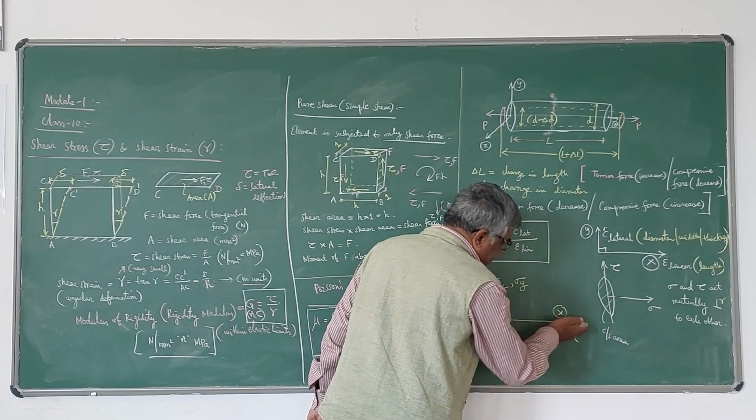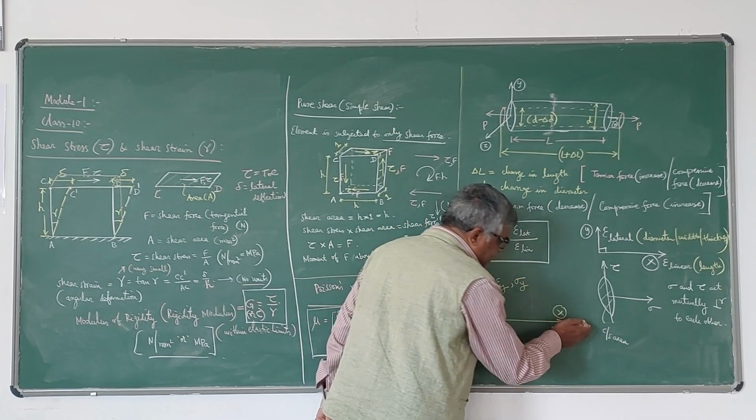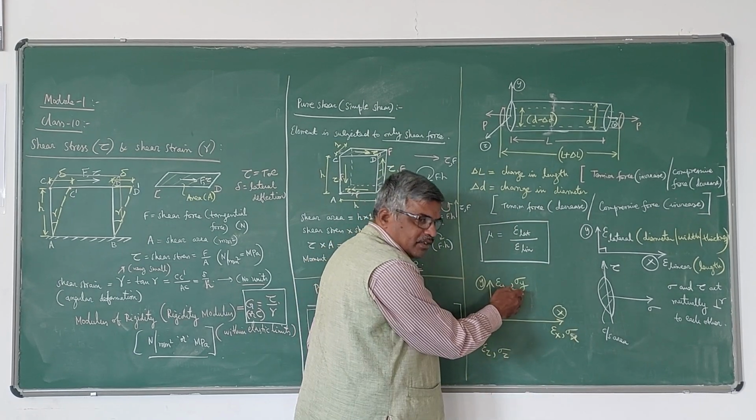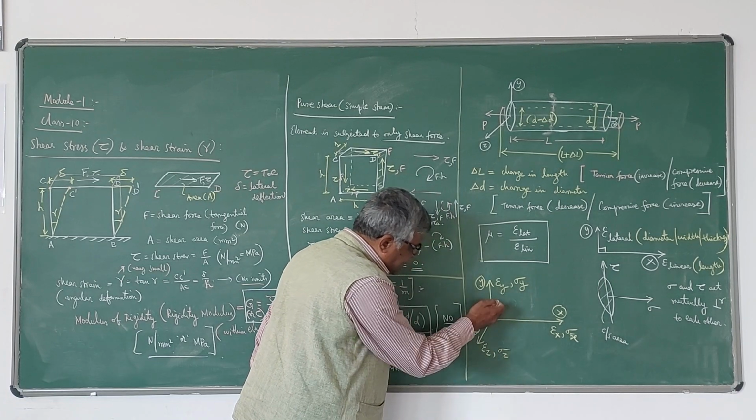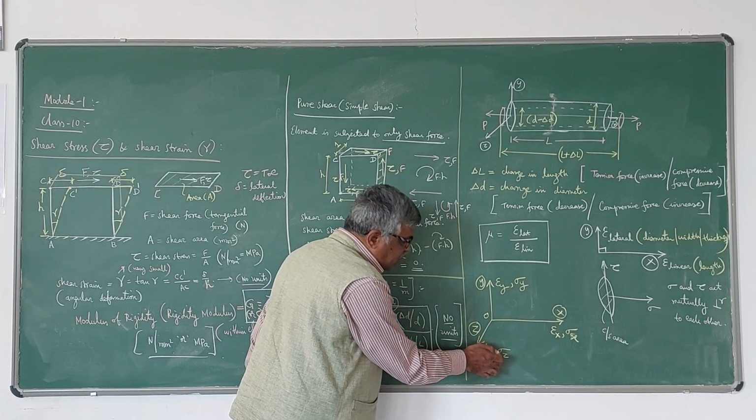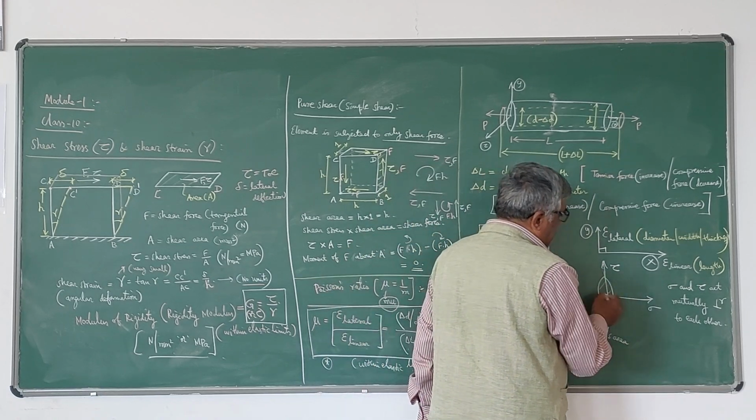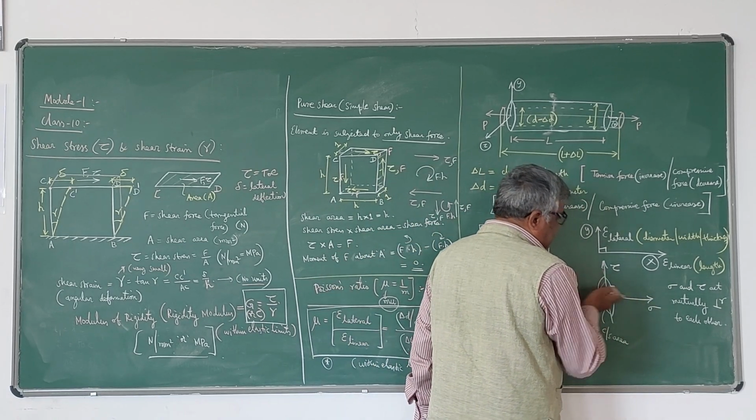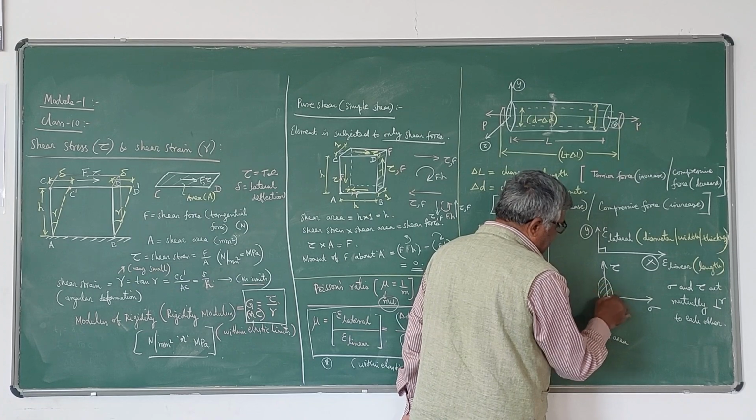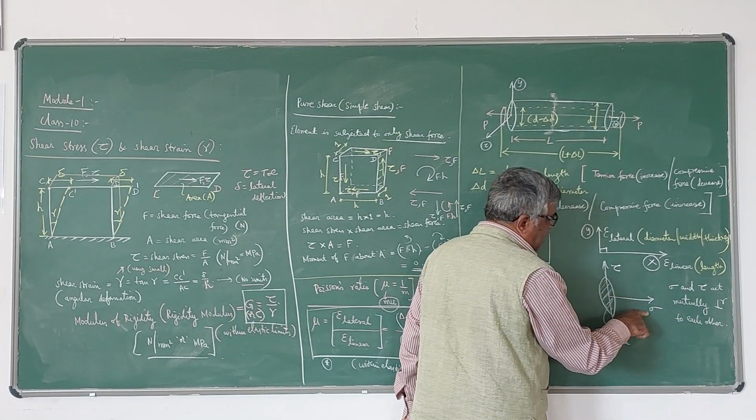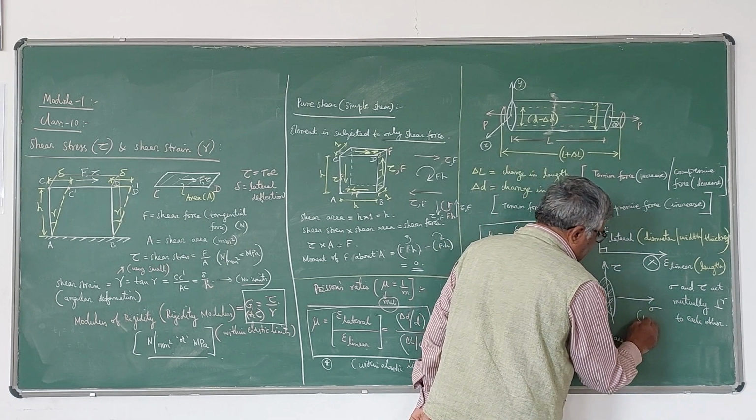Here I have shown how the strains will develop. Epsilon x is the strain in the x direction, the corresponding stress is sigma x. Epsilon y is the strain in the y direction, the corresponding stress is sigma y. Epsilon z is the strain in the z direction, the corresponding stress is sigma z. Normal stress is always perpendicular to the cross-section area. You can observe here, this is the area, and perpendicular to it is the normal stress, sigma.